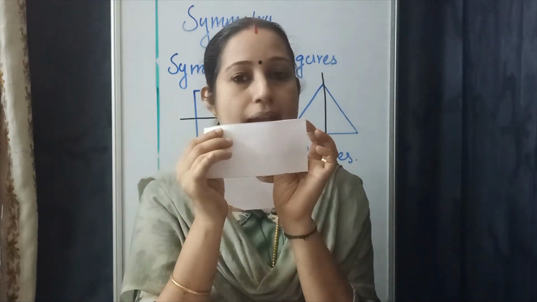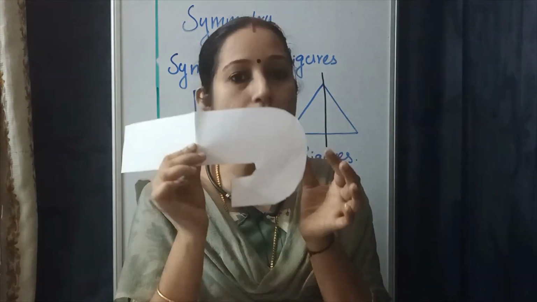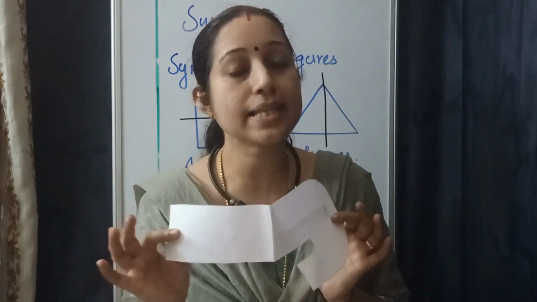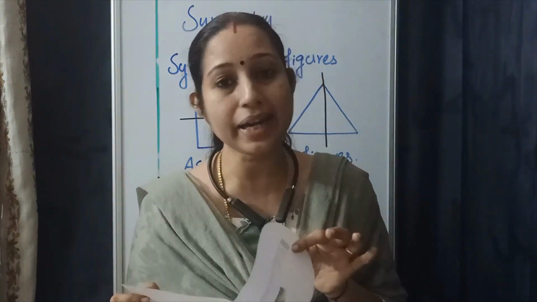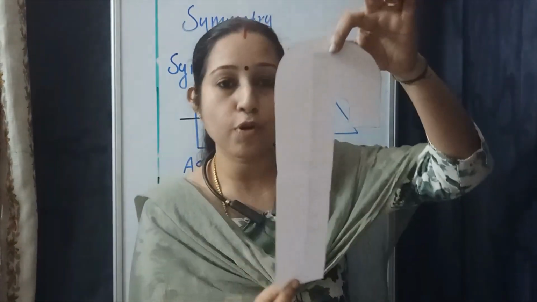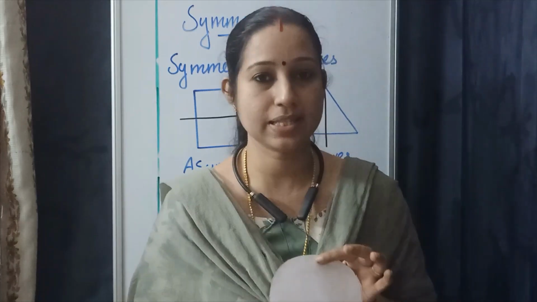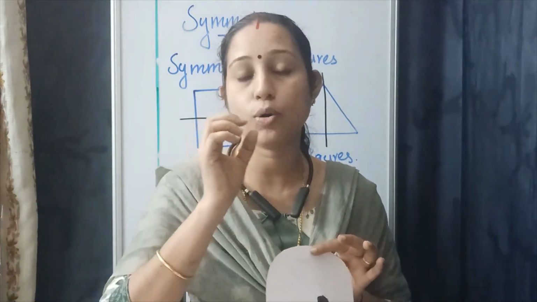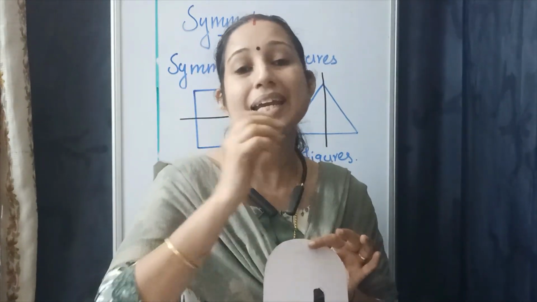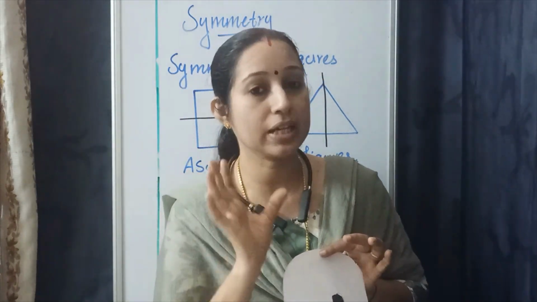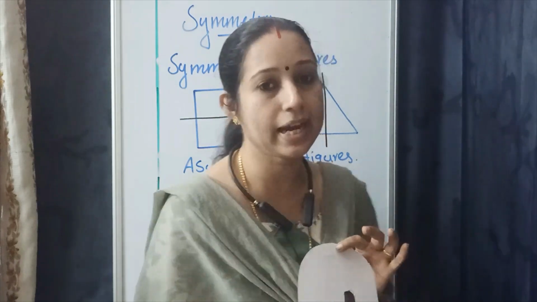This part is a rectangle shape, but this part is not. So the two halves are not exactly the same. These two parts are unequal. So this type of figure is called an asymmetrical figure. When we divide an object into two parts and each part is not exactly the same, that type of figure is called an asymmetrical figure.